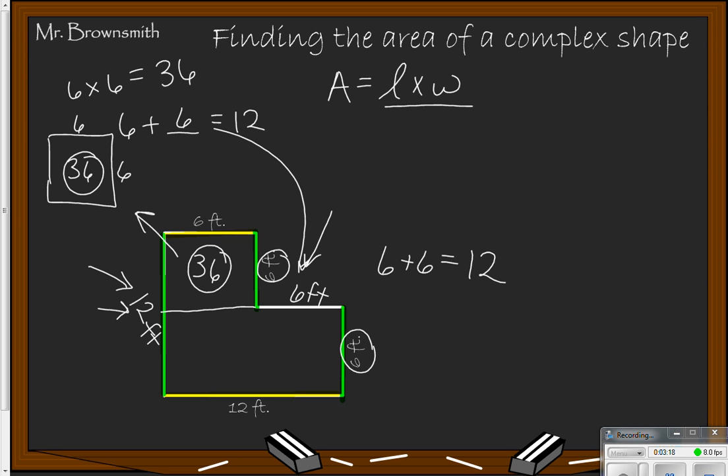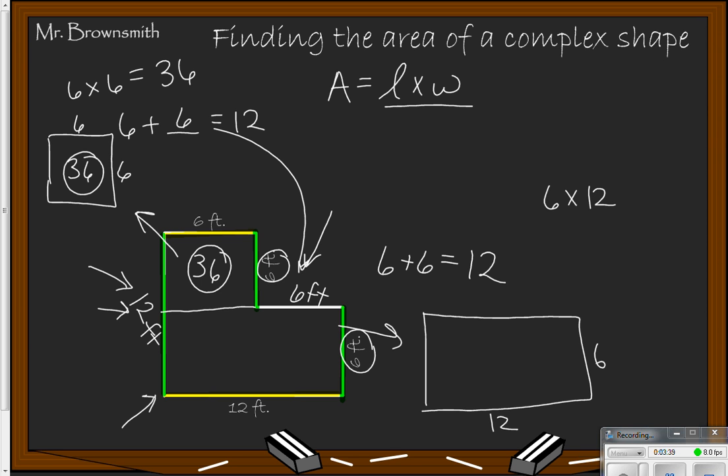We can do the same thing for the rectangle down here at the bottom. We can rewrite this one over here and figure out the length, which is 12. We know that the width is 6, and then we're just simply multiplying 6 times 12. If we multiply 6 times 12, we figure out that that's 72. So the area for this rectangle here, or this section right here, is 72.